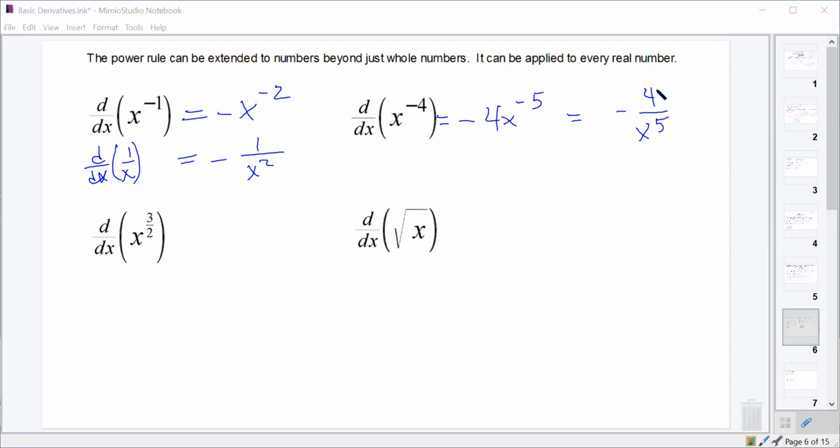Sorry about that. What about the next one? x to the 3/2, its derivative should be what? 3/2 times x to the power of 1/2. Okay, or we could rewrite this as 3 square root of x over 2.